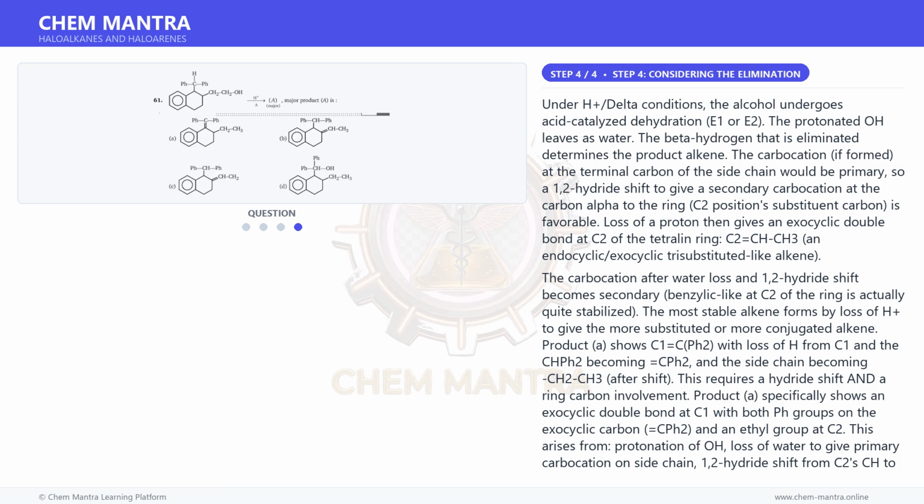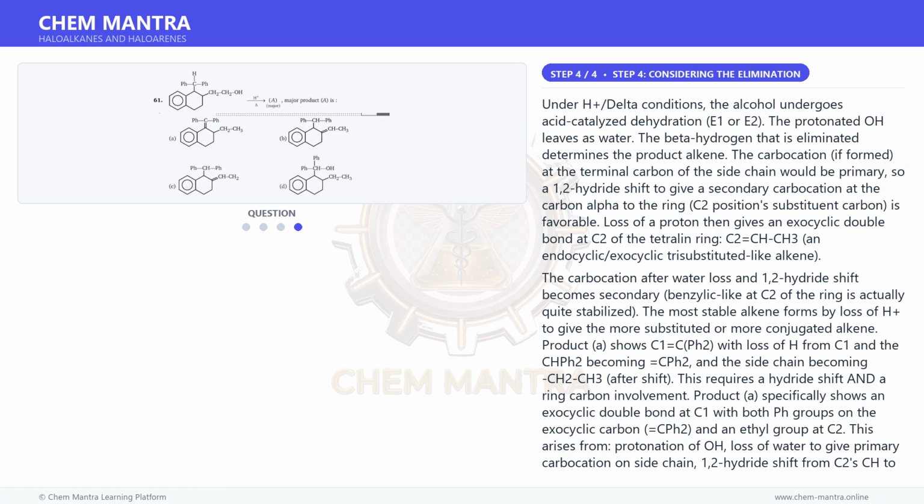Product A shows C1 double bond C, Ph2, with loss of H from C1 and the CH-Ph2 becoming C=CPh2, and the side chain becoming CH2CH3 after shift. This requires a hydride shift and a ring carbon involvement. Product A specifically shows an exocyclic double bond at C1 with both Ph groups on the exocyclic carbon, C=CPh2, and an ethyl group at C2.